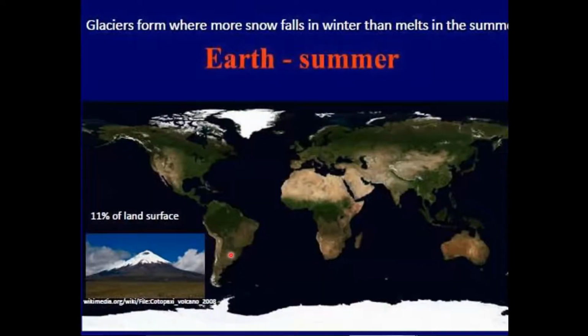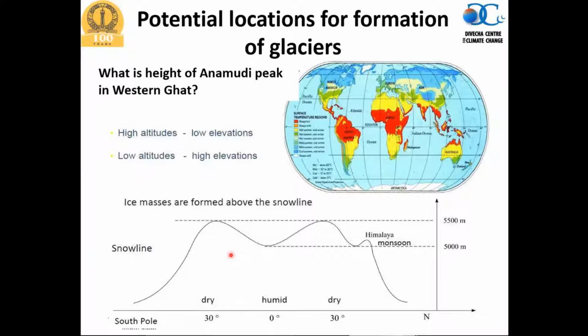We will discuss what makes these glaciers, but it is important for us to understand where the potential locations of glaciers are. We already know that in order to form a glacier, you should have a winter snowfall which is higher than the summer melt. And that is only possible in high latitude regions, or in low latitude regions with a high elevation.